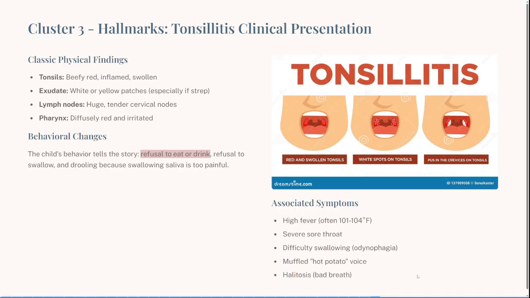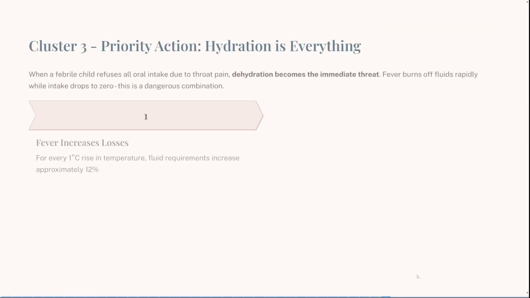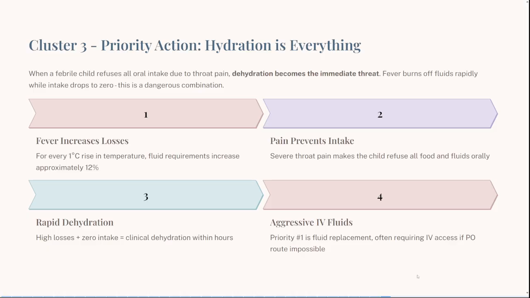So, given that they have a fever and they're not drinking, what's our absolute number one nursing priority when they're admitted? Without a doubt, it's hydration. You have a fever, burning off fluids, and zero intake. That is a recipe for dehydration, fast. So aggressive fluid replacement is priority number one, often with an IV if they can't take anything orally.